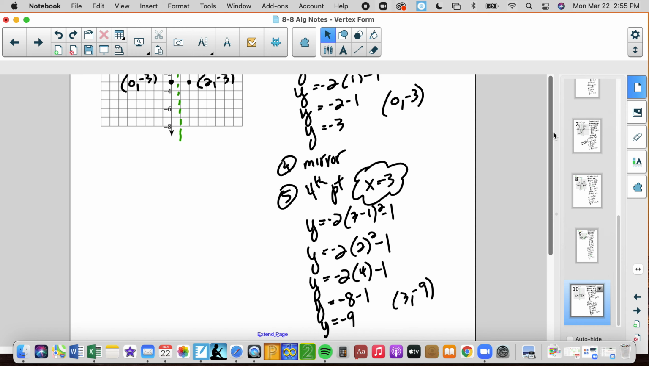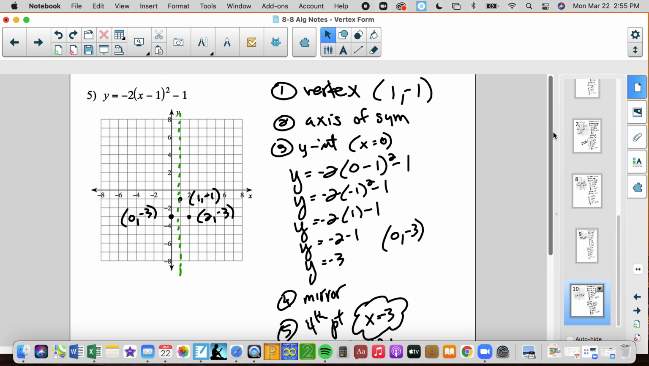That's my 4th point, 3, negative 9. 3 on the x, negative 9. Oh, that's not negative 9. Negative 9 is right here. So that is 3, negative 9. Its mirror point is 2 away, so I'm going to go 2 in the other direction. That takes me to negative 1, negative 9. I have 5 points. And here is my graph.